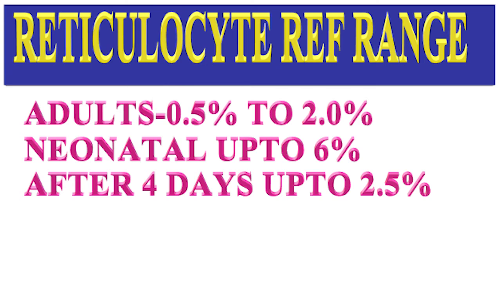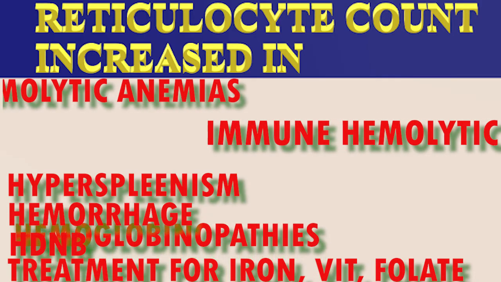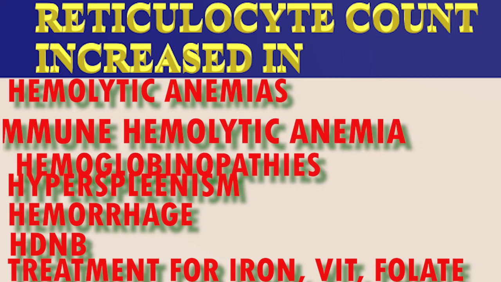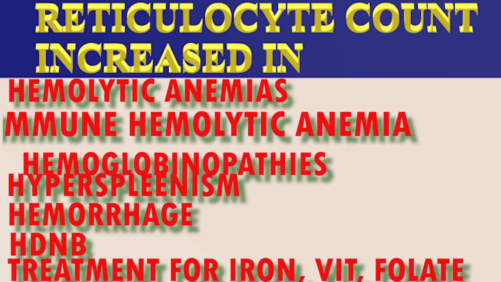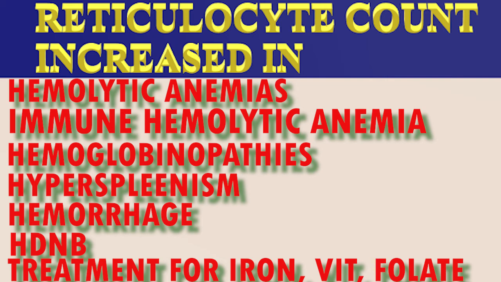Reference range. The reference range of reticulocyte count for adults is 0.5% to 2%. Corrected reticulocyte percentage in adults is 0.5% to 2%. For neonates it is up to 6%, and after 4 days it becomes low, up to 2.5%. Increased reticulocyte level may indicate hemolytic anemias, for example immune hemolytic anemia, hemoglobinopathies, hypersplenism, trauma from prosthetic heart valves, hemorrhage, hemolytic disease of newborn, or treatment for iron, vitamin B12, or folate deficiency.